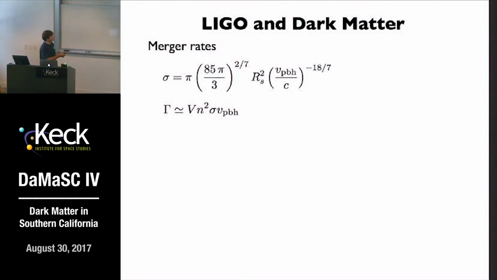And then you can just compute the rate per volume in the usual way as the number density squared times the cross-section times the velocity of these objects. And you can slightly rewrite it in terms of quantities that you might be interested in. So this is the dark matter density in this case, which we know. And it goes like 1 over the mass of the black hole squared, which cancels the mass dependence here. So the rate that you expect is independent of the mass.